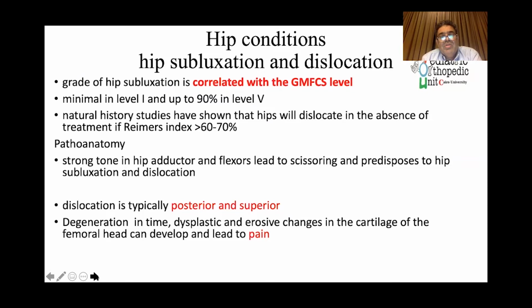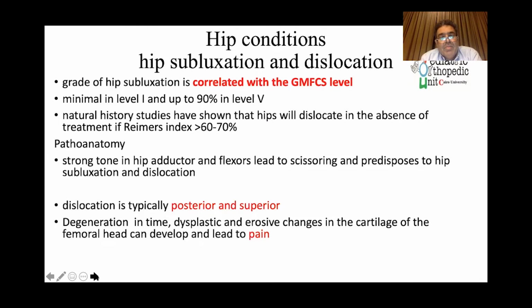It's very common in level 5. It reaches about 90% of children with level 5 GMFCS. They have hip problems. And in level 1, it's very rare. The natural history says that if the Reimers migration index is about 60-70%, it will progress to frank dislocation.